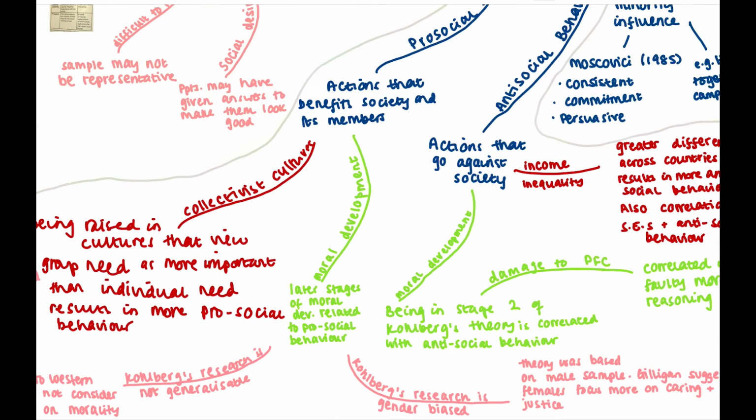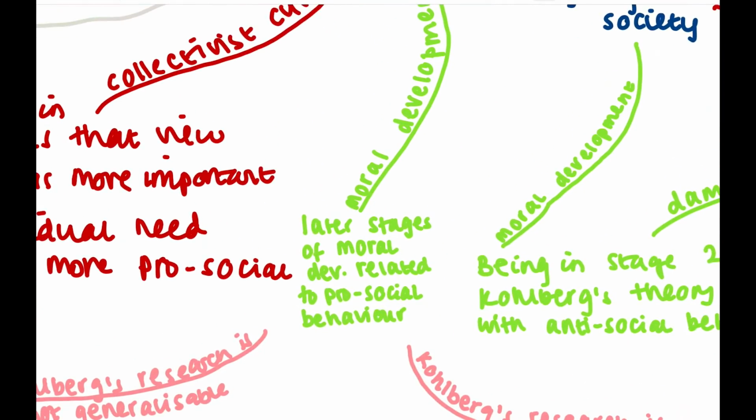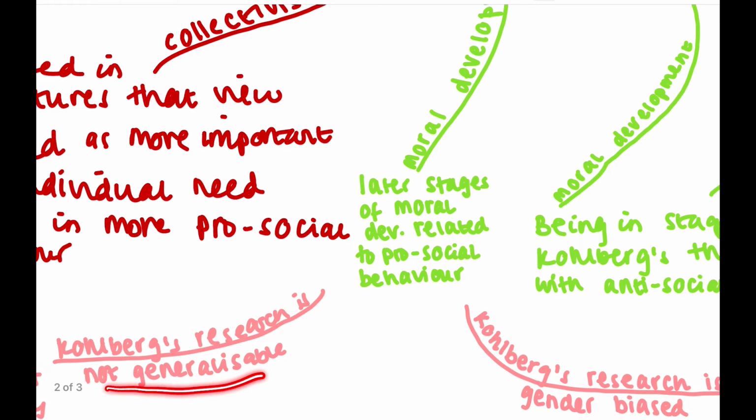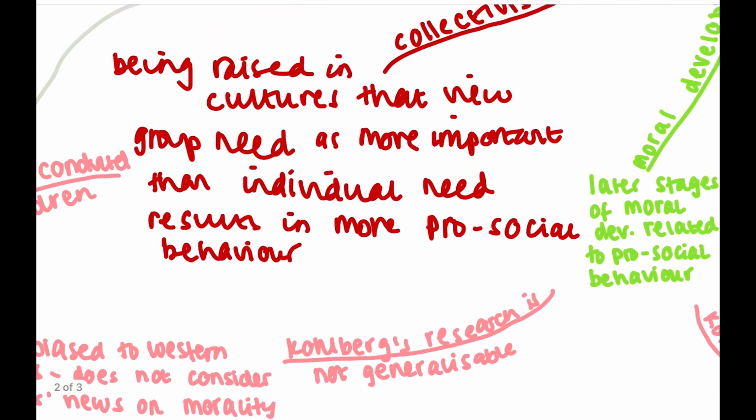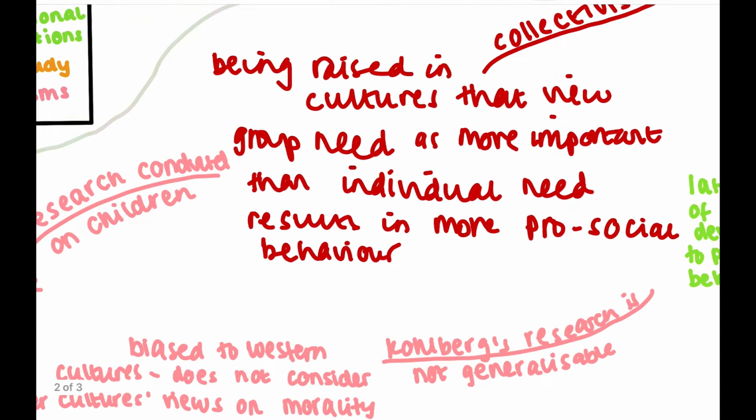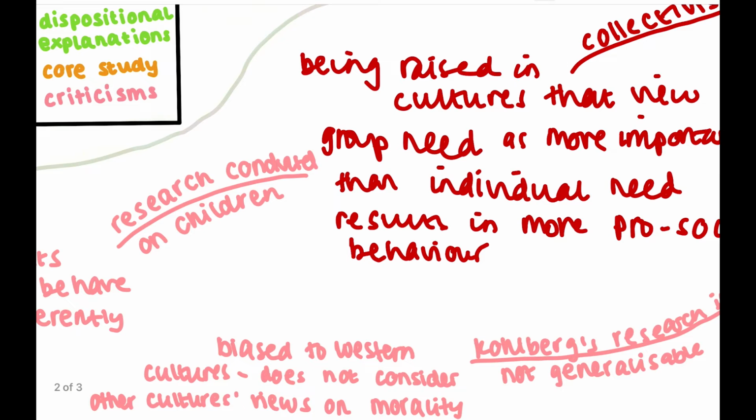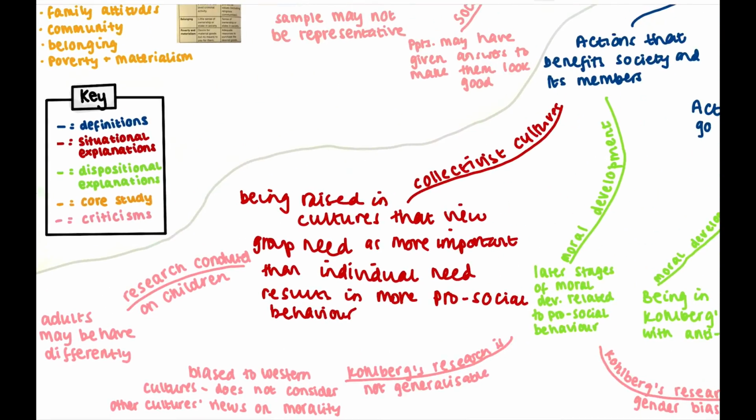Now, there is a drawback of Kohlberg's research. Firstly, it is not generalisable. That means we cannot apply his findings or his theory of the different levels and stages beyond those in Western cultures. All of his research was done in Western cultures, therefore it's highly biased. It does not consider that different cultures might have different views on morality. So that is a big drawback for Kohlberg.